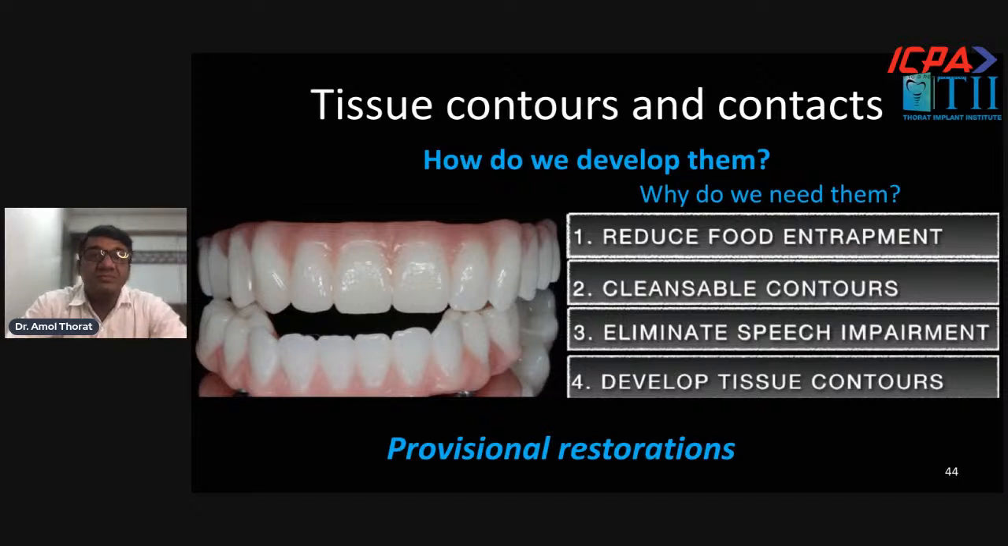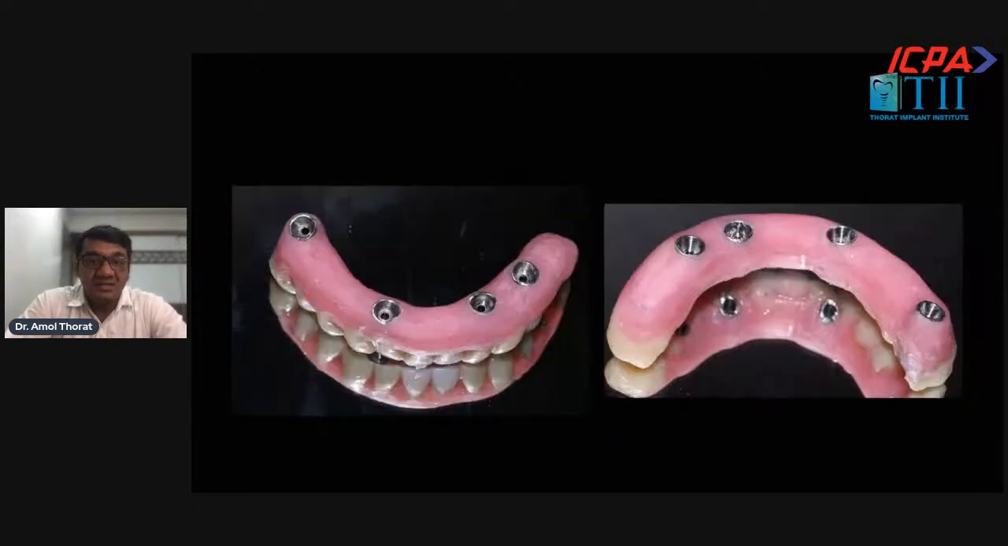You need to develop these tissue contacts with your provisional restorations. And why do we need to develop them with provisional restorations? Because they will reduce food trapment, they will make our contours cleansable, and they will eliminate speech impairments. This is how you need to give the contour to the tissue surface of your provisional restoration. The tissue surface has to be absolutely convex so that it does not become a food trap, at least during the healing phase.